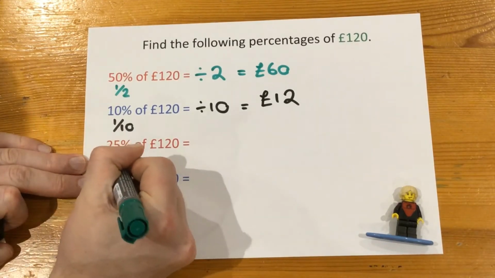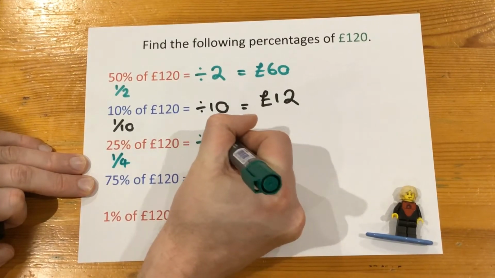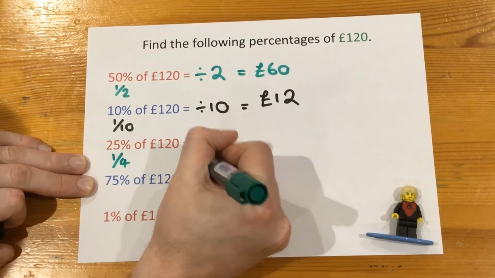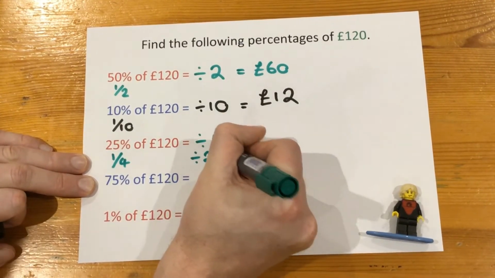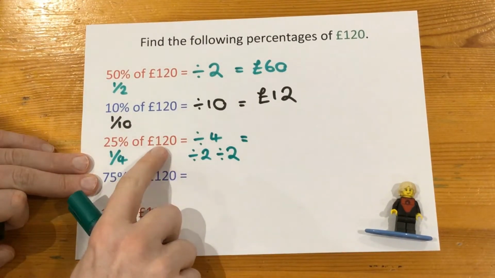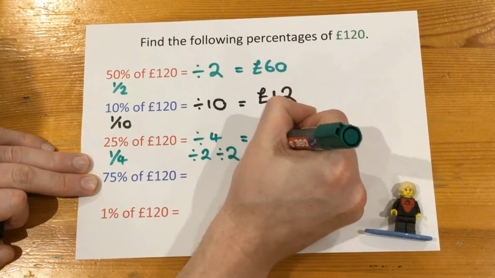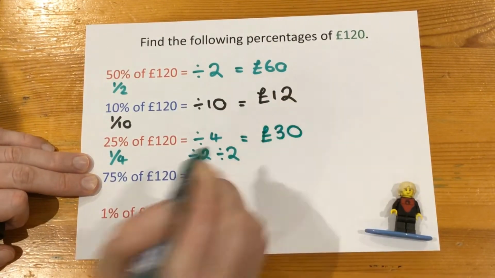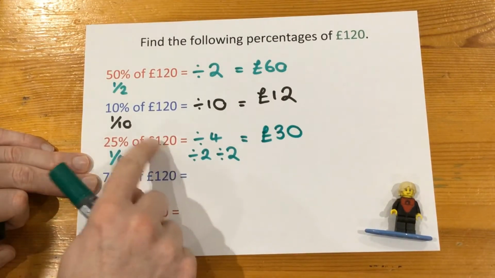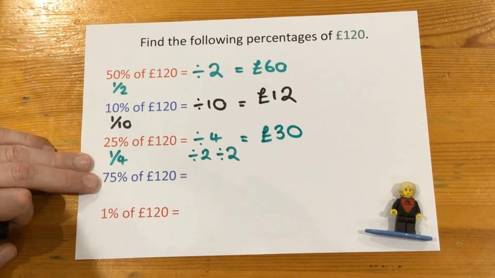25% is the same as a quarter. To find a quarter of something, all you have to do is divide by 4. I prefer to halve it and halve it again. It's a nice mental way of doing it. So half of £120 is £60, half of £60 is £30. So 25% of £120 is a quarter, quarter of 120 is £30.